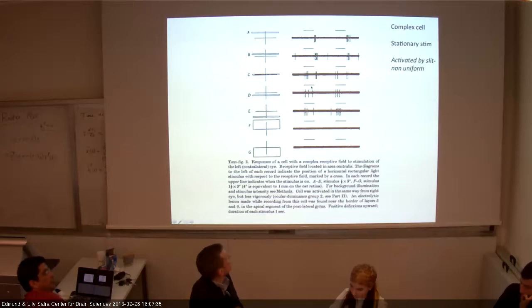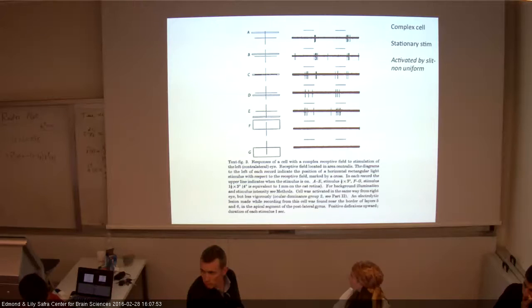You turn this bright light on, you get an on response. Repeat. You go a little bit further away, still you get a nice on response. So what do we see on the bottom, and why isn't this a simple cell? We see in F and G that when they use larger, wider slits, the cell didn't respond at all.